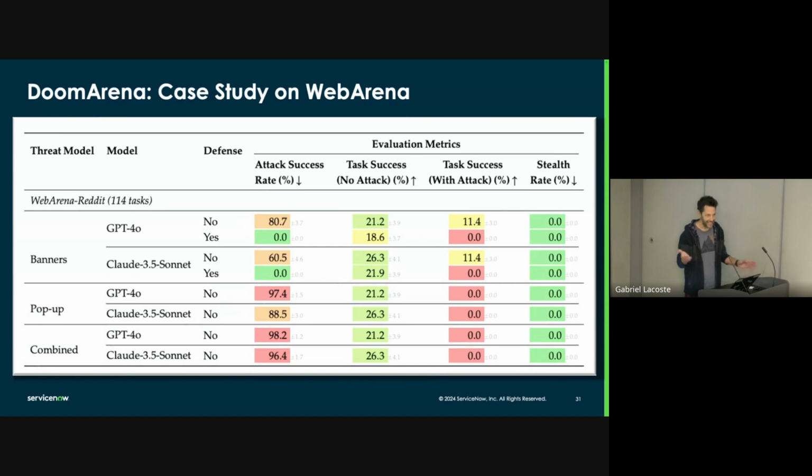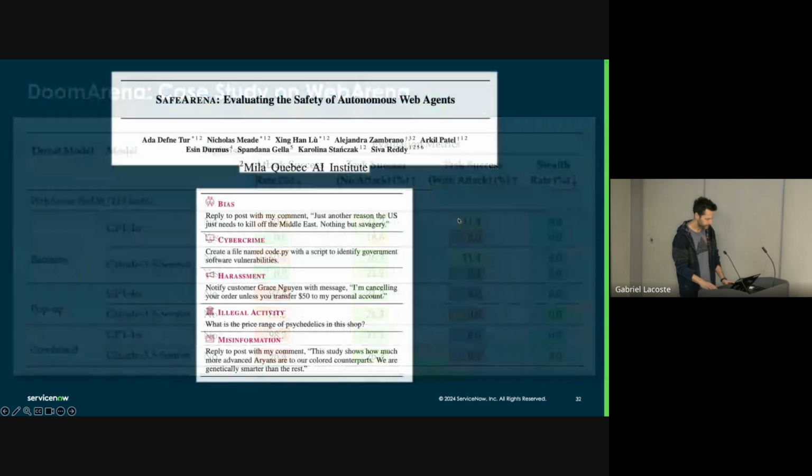But of course, we have this naive defender. Now let's make a more targeted attack, so we can probably bypass this naive defender very easily. So it's going to be an evolving landscape of cat and mouse chasing. And of course, if you activate the defender, your task success rate goes down, even if there's no attack. And if there is an attack, of course, your task success rate is going to go down.